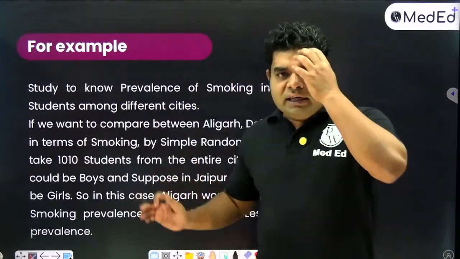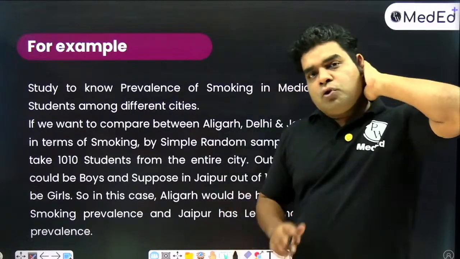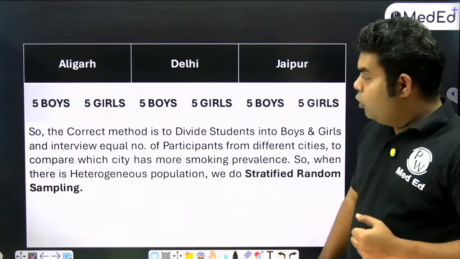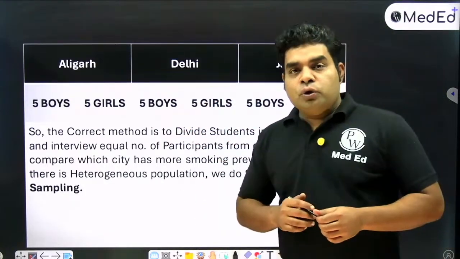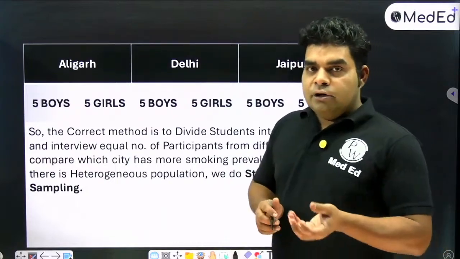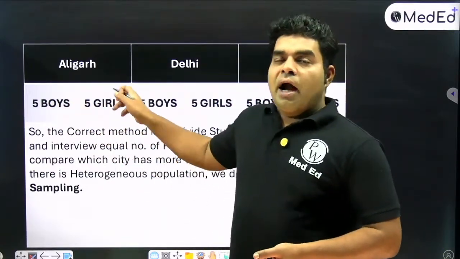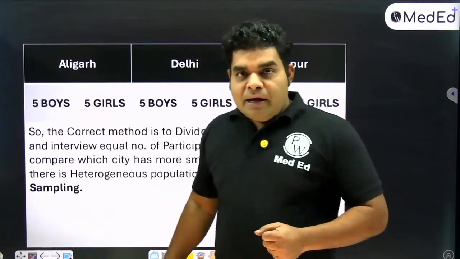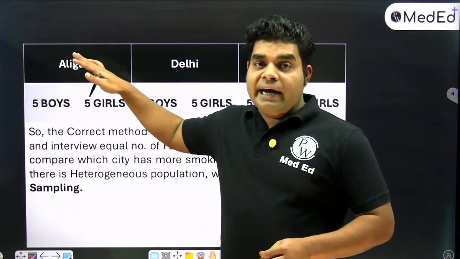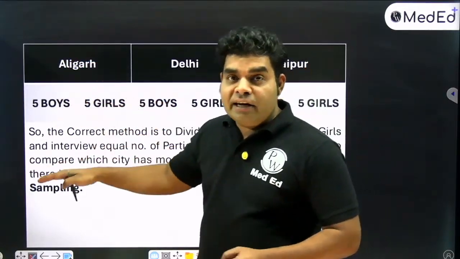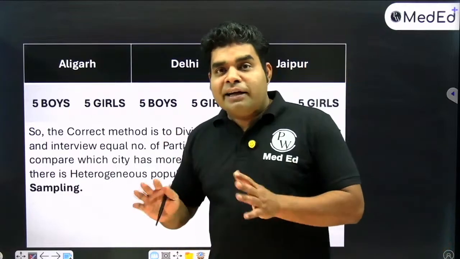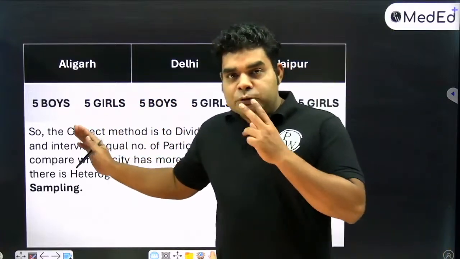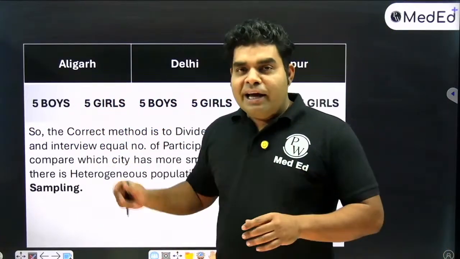One very good example is that suppose you want to know in which state of India people smoke more: a medical college student smokes more in Aligarh, in Delhi or Jaipur. If you choose 10 students from Aligarh, and out of 10, 8 came boys, then it will come out that smoking is very high in Aligarh. But if 7 or 9 came girls, then smoking will seem very low in Aligarh. Because when I was doing my MBBS there, girls used to smoke less compared to boys. I don't know about the present time. In some states of India, not everywhere, boys smoke more than girls.